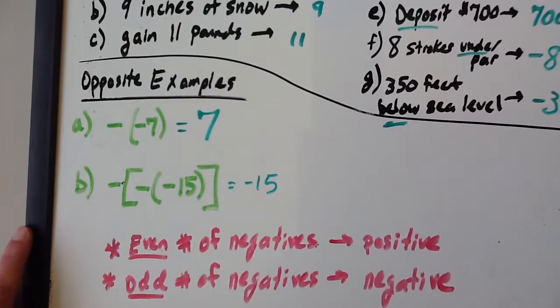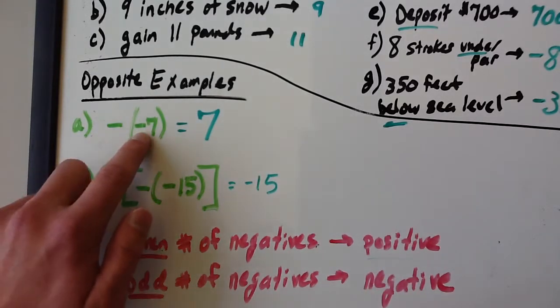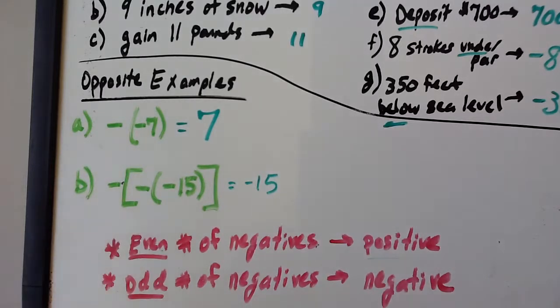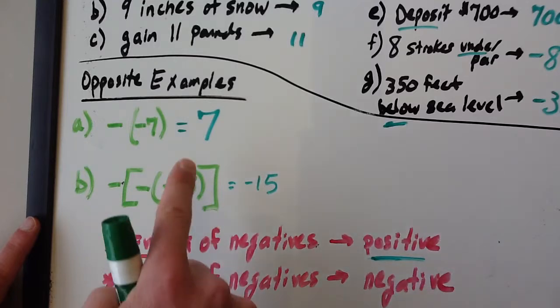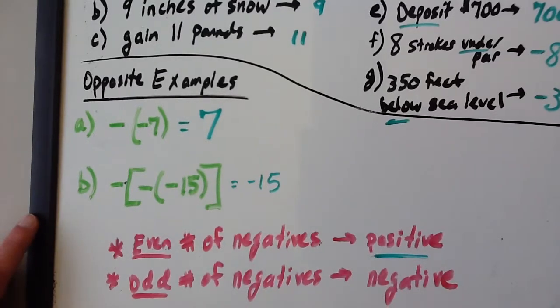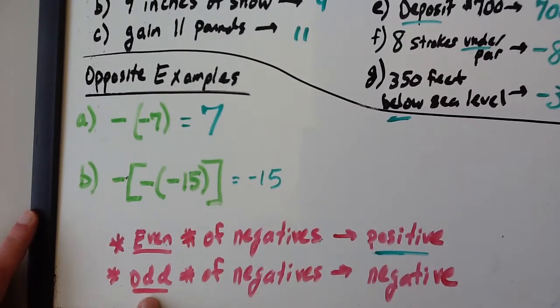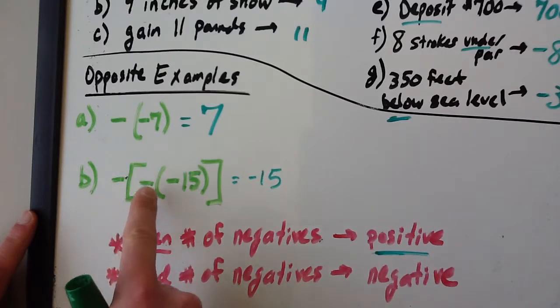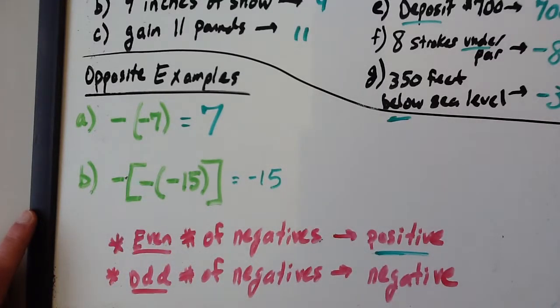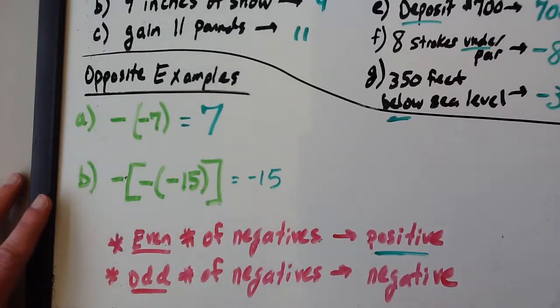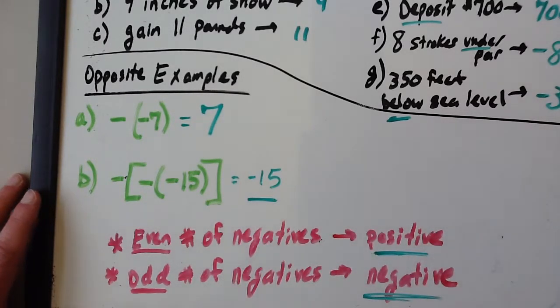Here is a general rule to use. Whenever you're given negatives like this, if there are an even number of negatives, then your answer will be positive. Like in letter A, I have 1, 2 negatives. 2 is an even number, therefore my answer will be positive, like here, positive 7. And if I have an odd number of negatives, like I did in letter B, I had 1, 2, 3 negative signs, and 3 is an odd number, my answer will be negative, like here, negative 15.